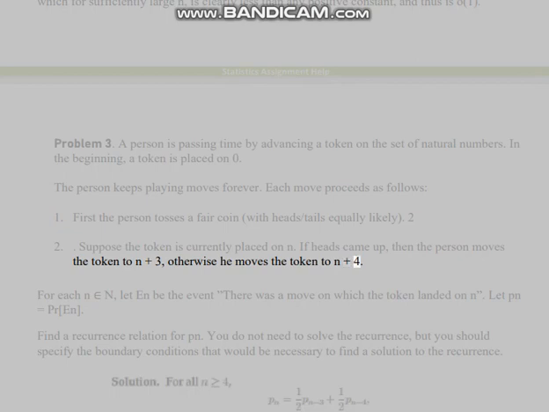For each n, let E_n be the event that there was a move on which the token landed on n. Let P_n equal Pr(E_n). Find a recurrence relation for P_n. You do not need to solve the recurrence, but you should specify the boundary conditions that would be necessary to find a solution to the recurrence.